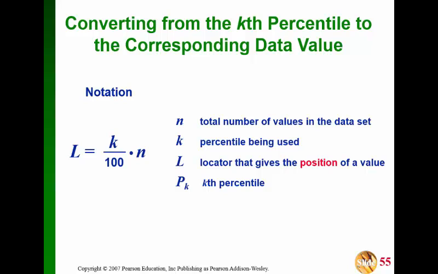So maybe I can ask, what is the 60th percentile for the number of hours studied? What I would need to do is use this formula. This formula is called the locator. Now this L that you get here is not your final answer. You actually have to locate your value. So the locator gives you the position of the value. You still need to find it. Okay?